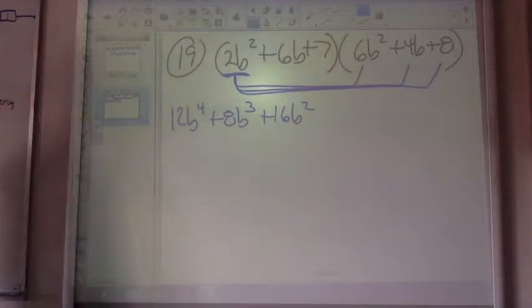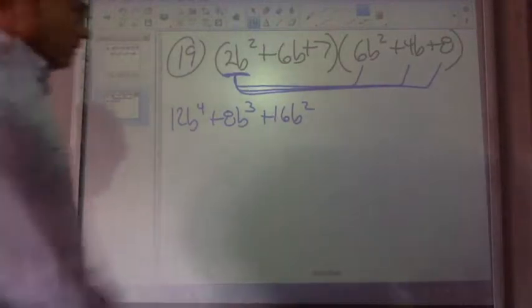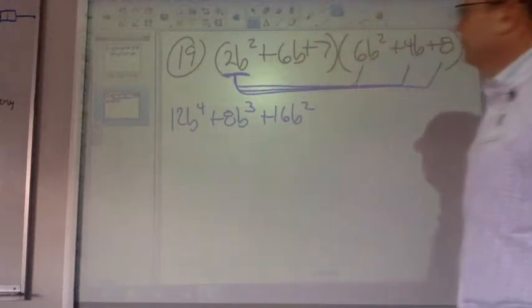Not only is it dim, you can't read my writing. We good so far? All right, so what is the next thing that we're going to distribute? 6b.